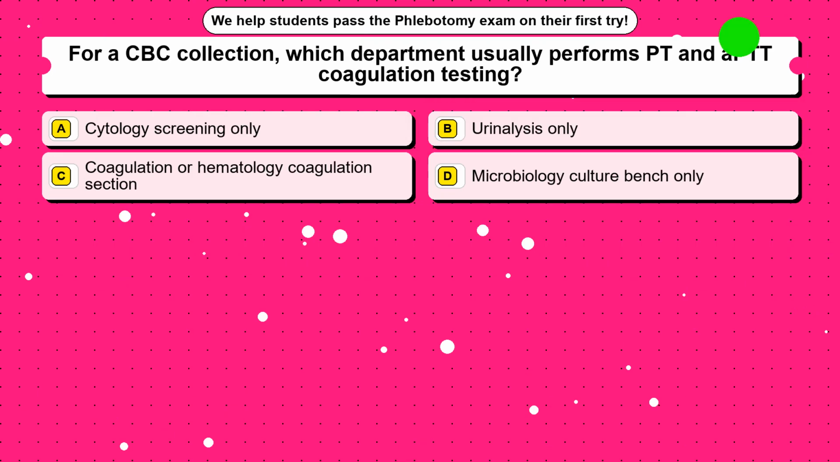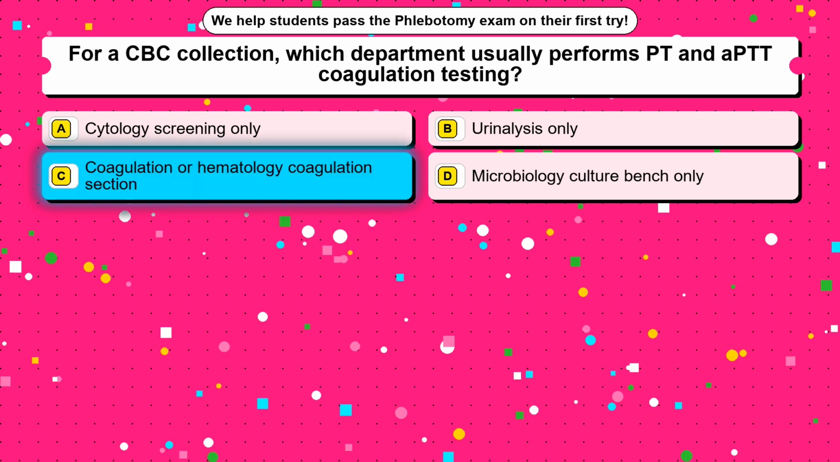Question 96. For a CBC collection, which department usually performs PT and APTT coagulation testing? Option A. Cytology screening only. Option B. Urinalysis only. Option C. Coagulation or hematology coagulation section. Option D. Microbiology culture bench only.